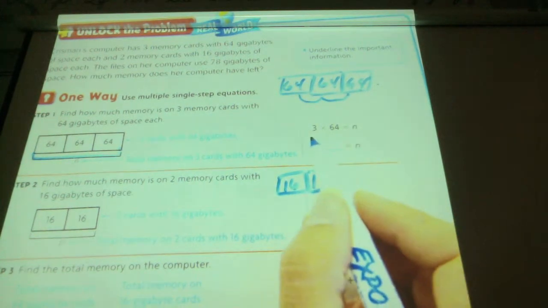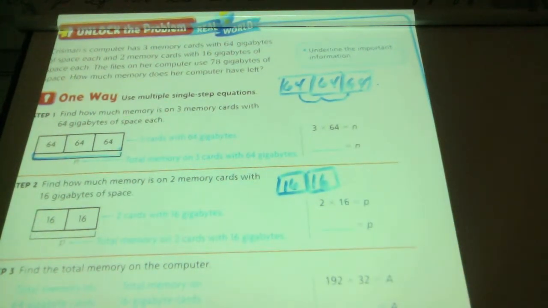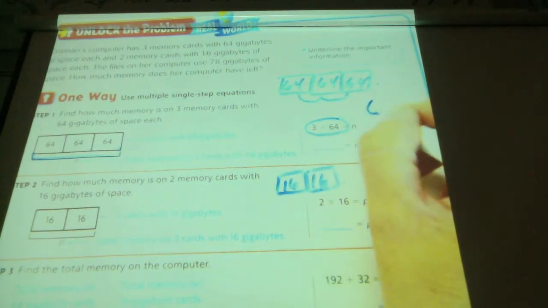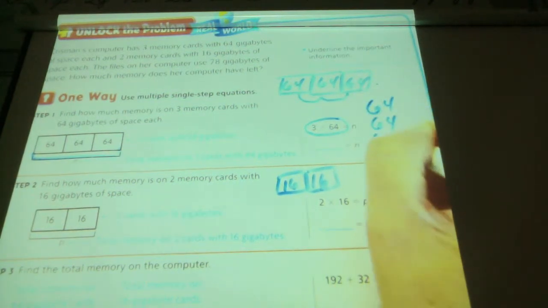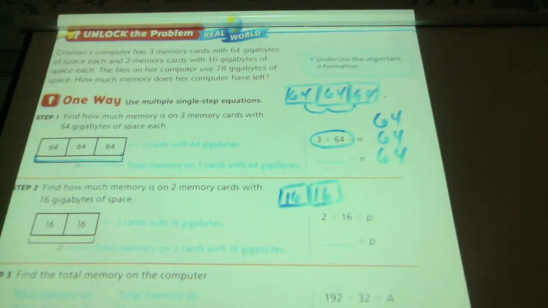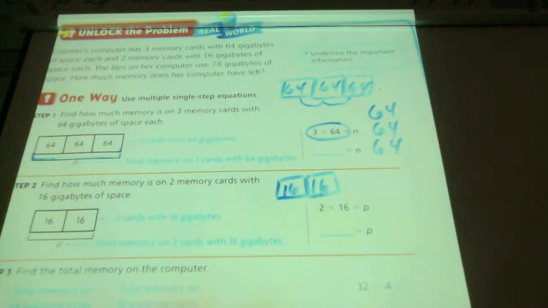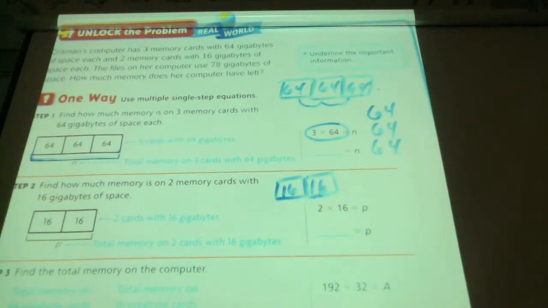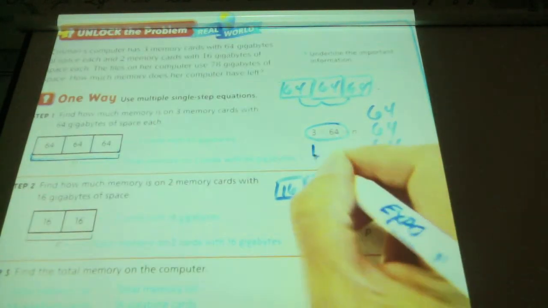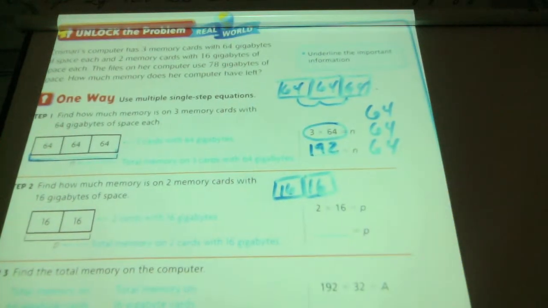64 times 3. That's the way they did it here. Is there another way to figure that out? Yeah, I could just add them, right? I could do 64, 64, 64 this way. So there are two options of how to find the total of 64 times 3. Did anybody do it yet? Yeah, 192. I know that that's the right answer because I looked down here already.